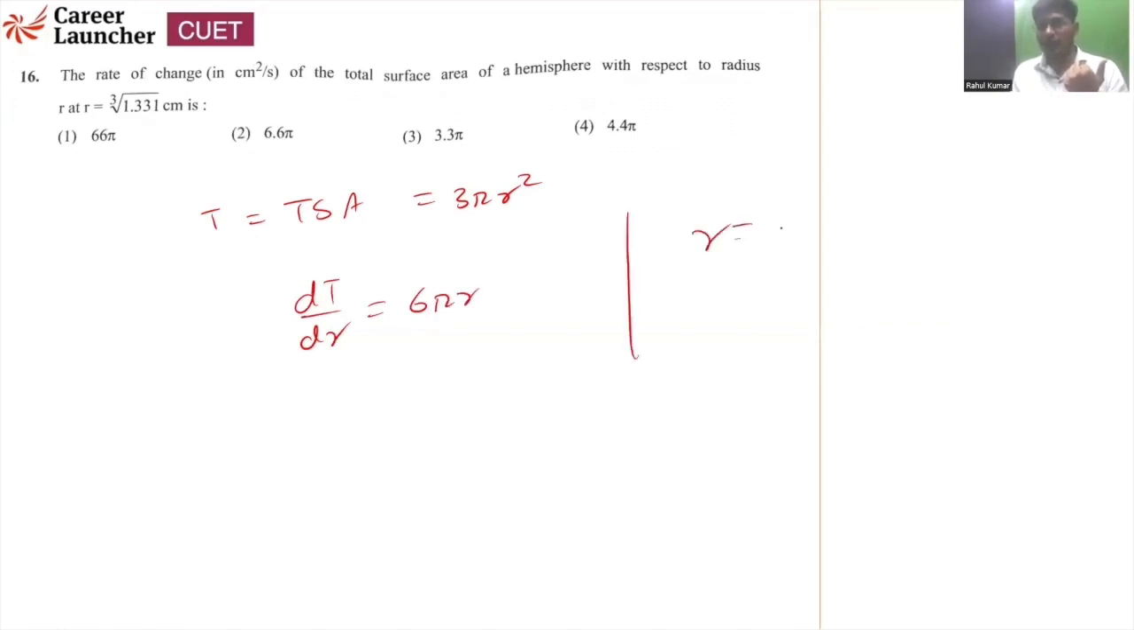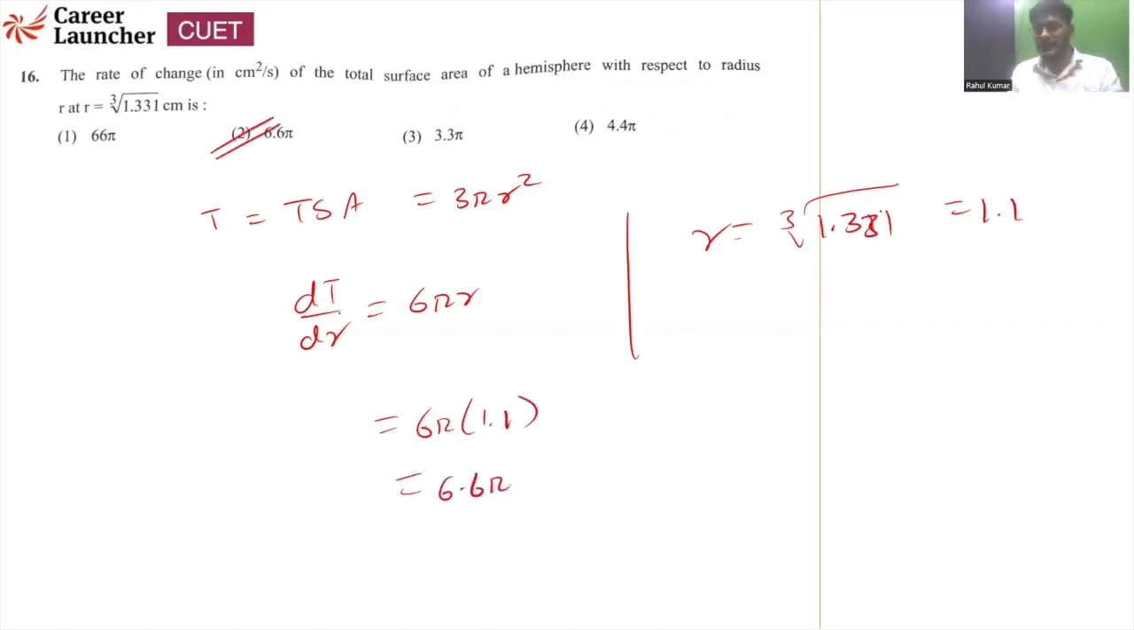And when the value of r is the cube root of 1.331, what is it? It is nothing but 1.1. So I will write this, 6π into 1.1, which means 6.6π. So option 2 is the correct answer here.